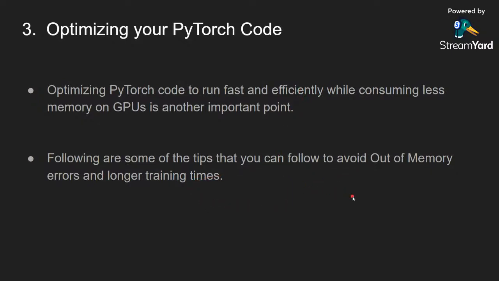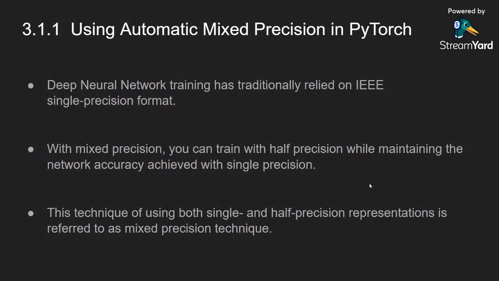So following are some of the tips that I have followed, and that have really helped me to avoid these out of memory errors and the longer training times. They have actually saved a lot of time, and potentially they can save you a lot of money if you follow them well and use them at the right time. So the first one is using automatic mixed precision.